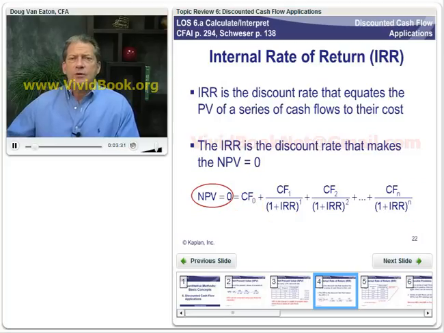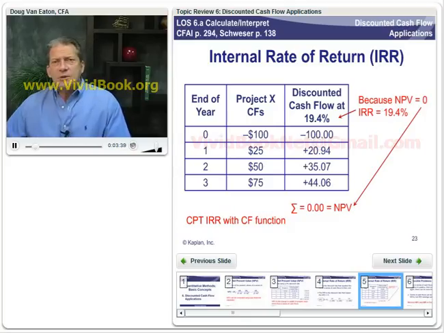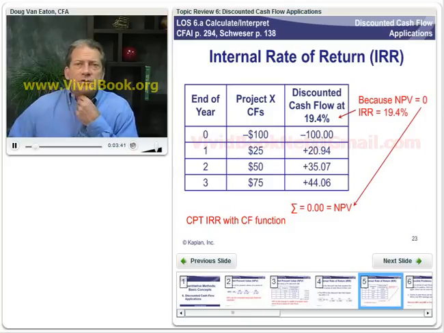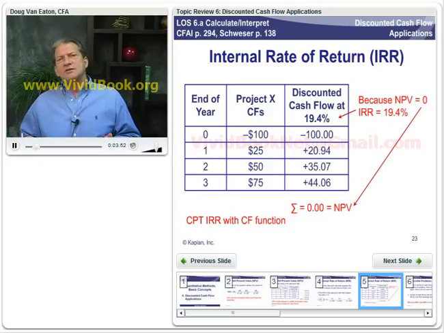Now, we can solve for this using our calculators, and there's detailed instructions in the Schweser notes on this, but conceptually just take a look at what we're doing here. Now, we're going to find this internal rate of return, but first think of one thing. The net present value was positive. So what do we know about the discount rate we have to use to make that go to zero?